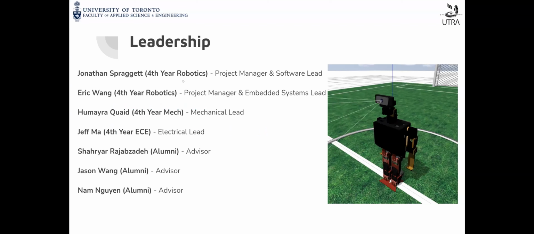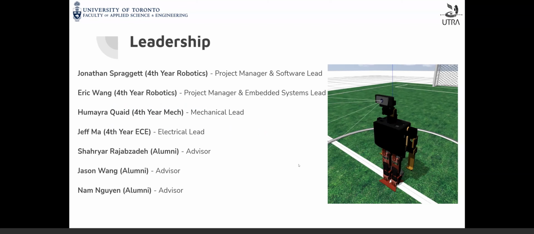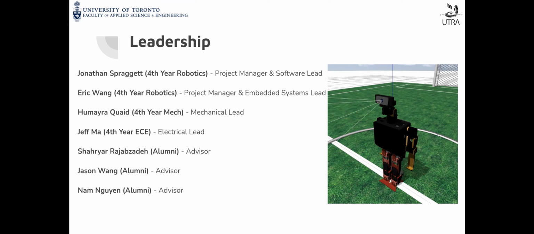I guess just to introduce ourselves, we have here Jonathan. Say hi. Hello. I'm Eric. We're both fourth year Robotics students. We are the project managers for the team. Jonathan's also the software lead. I'm also the beta lead. We also have Hamya, sorry, I don't know how to pronounce the name properly, who will be our new mech lead. And we also have Jeff Ma as our electrical lead. Shayar, Jason, and Nam will be our advisors this year. They haven't graduated, but they'll still be on the team.